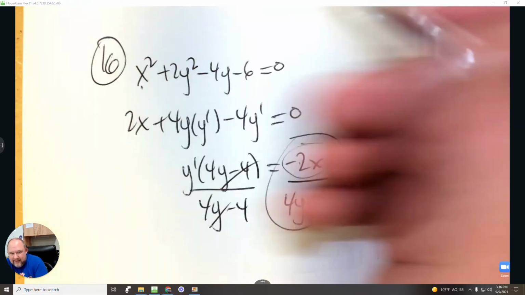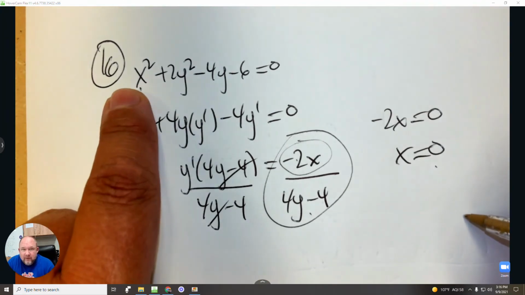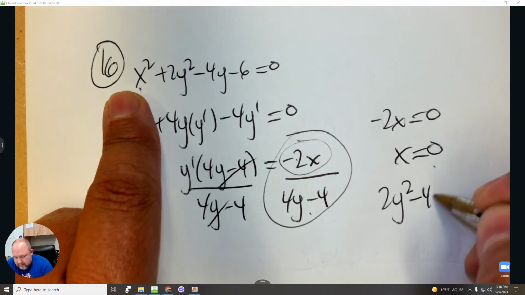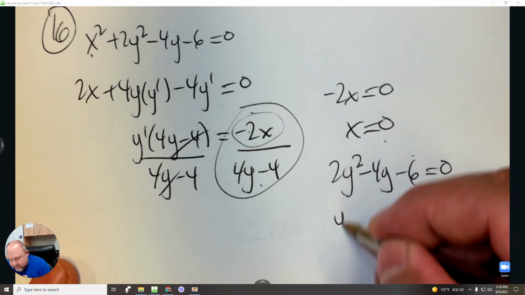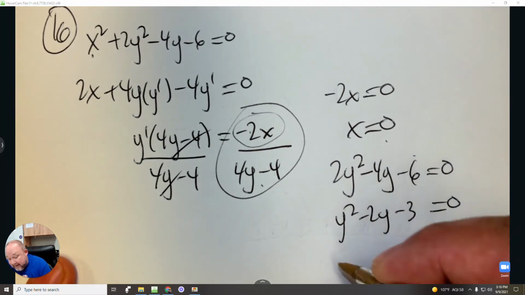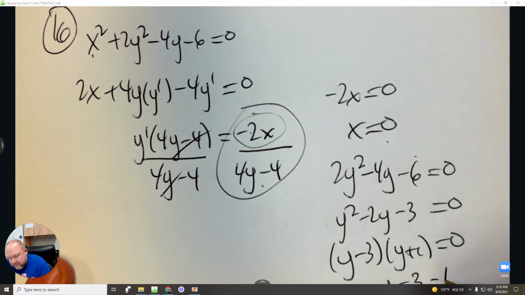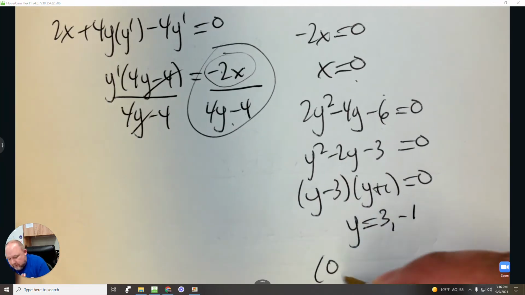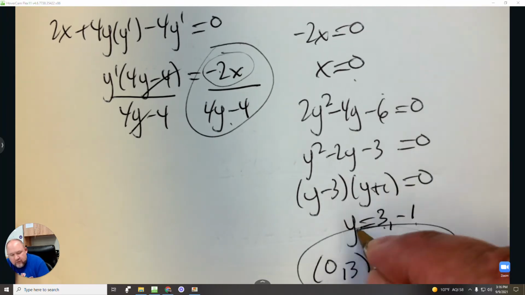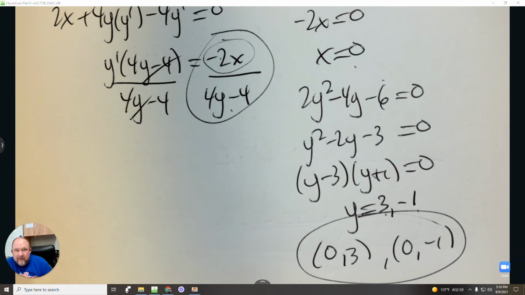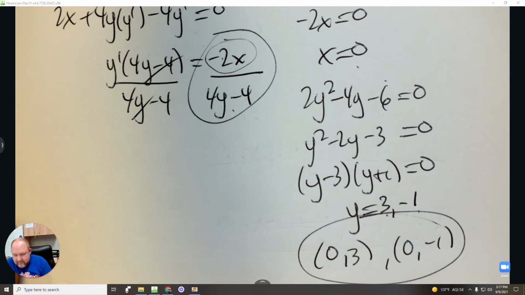And then I need to go back and plug in to find the y value because it asks for the points. So if you plug in 0 for x, you're left with 2y squared minus 4y minus 6 equals 0. So I need to solve for the y coordinates. Divide everything by 2, factor it, and then the two answers are positive 3 and negative 1. So to put it together, the points are (0, 3) and (0, negative 1). So at those 2 points, that equation has horizontal tangents, which might mean that there are turning points at those 2 if I was graphing it.